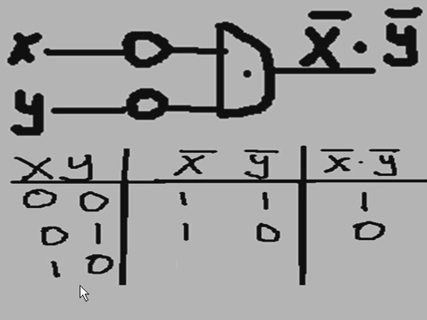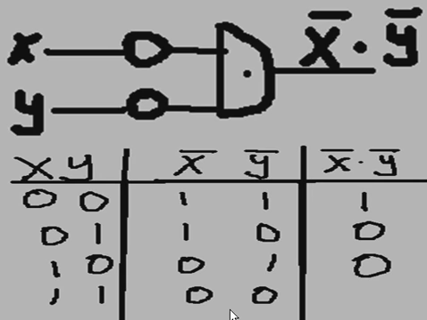The next input is 1, 0. I NOT these two, negate them, and that becomes a 0 and a 1. AND these two together, and you get a 0. Next, I have a 1 and a 1. I negate these two, or NOT these two, and I get a 0, 0. If you AND two zeros together, you always get a 0.